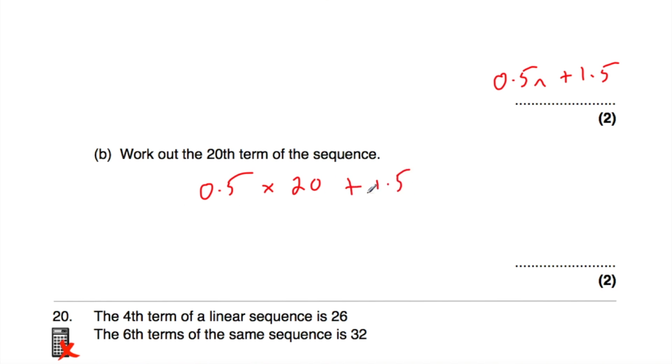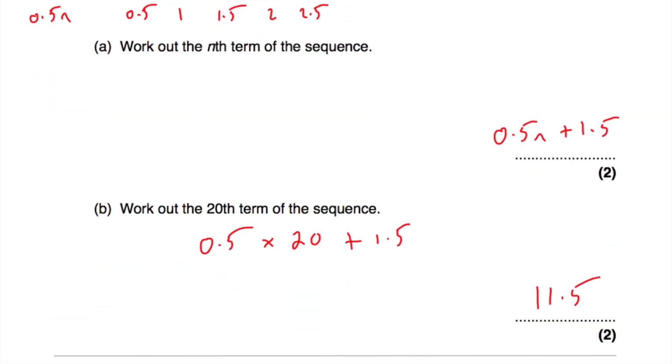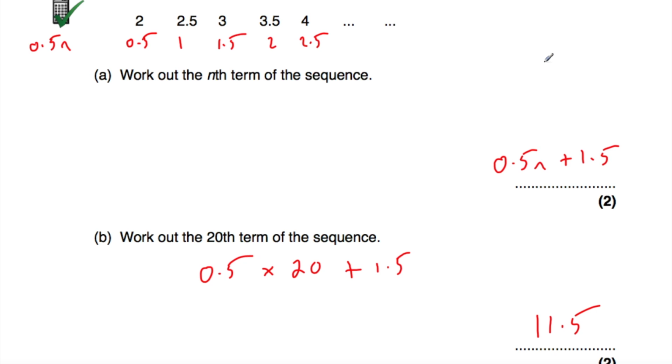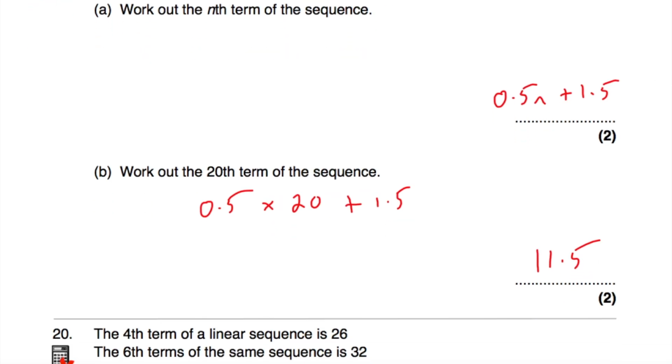So you could just type this into your calculator and get that's equal to 11.5. Or you could do 0.5 times 20 is equal to 10. Add 1.5 would be 11.5. So that's it, 11.5. So the 20th term in the sequence is 11.5. You could carry it on if you wanted to, but I think the easiest way is just use the nth term and substitute in 20.